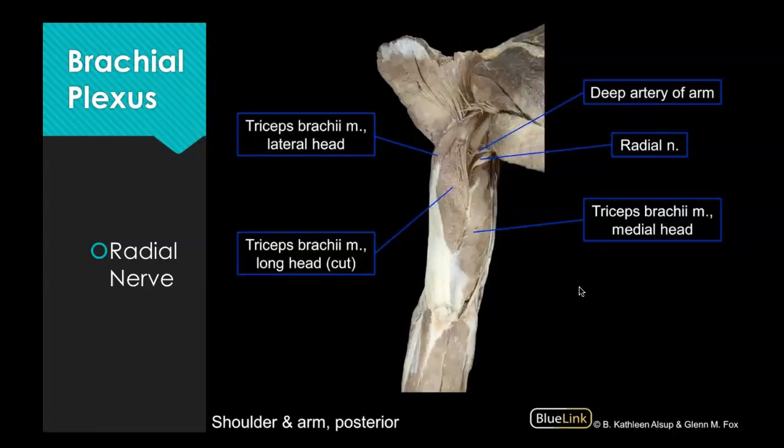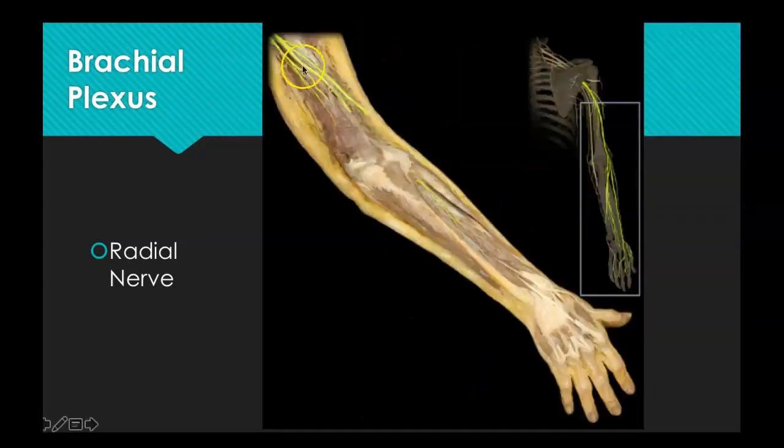The other area in which you can see the radial nerve well is here in the area of the triceps brachii muscle. This is a posterior view of the arm, and you would find the radial nerve between the lateral head and the medial head of the triceps brachii muscle. The radial nerve will then extend into the forearm and branch into a superficial branch that will give more cutaneous supply, and a deep branch that will continue to supply posterior forearm muscles.